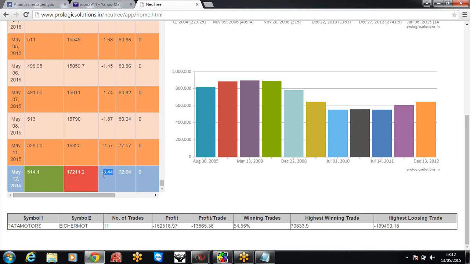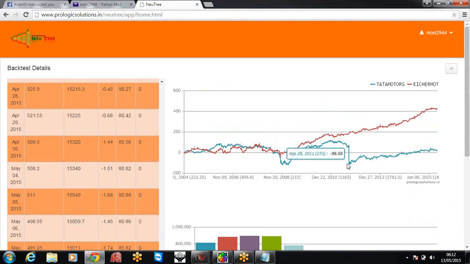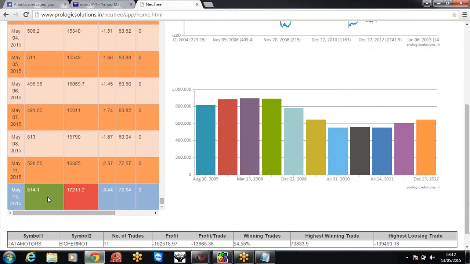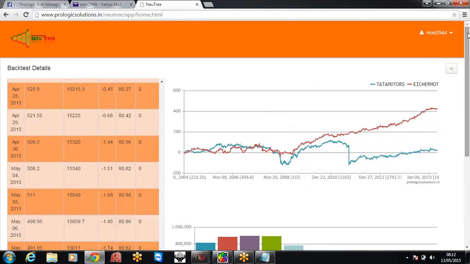So 3.44 is the Z score. 72% is the correlation, that's quite good. But one worrying thing is here winning trades 54%. It should be actually more than this. Highest losing trade will be less than this, provided we see this particular trade when there was a split. So this call will start giving you profits from today. So once the market opens, that is Tata Motors and Icon Motors.